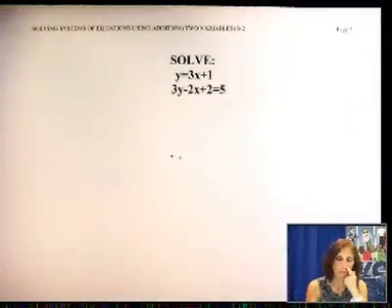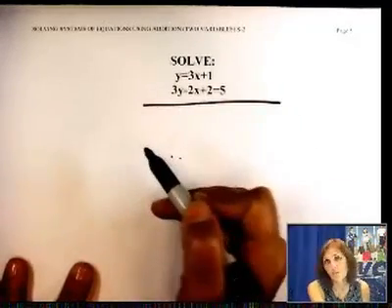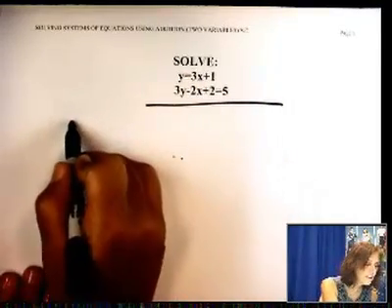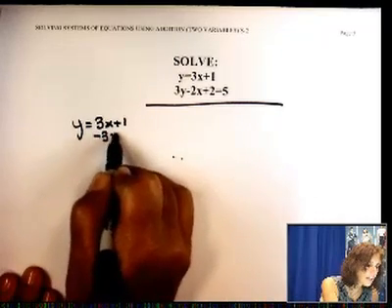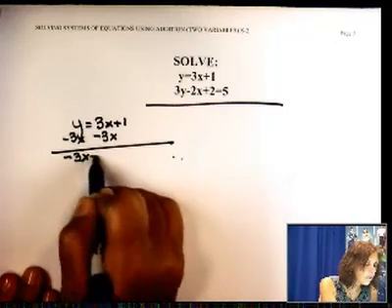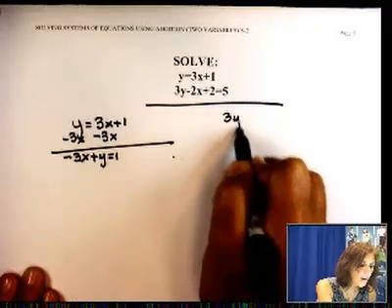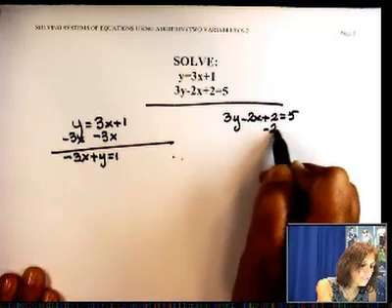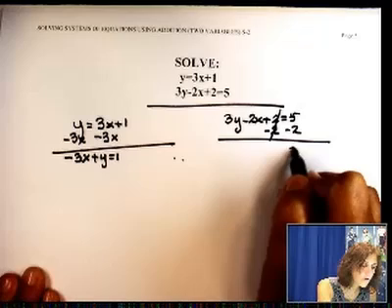So let's do an example where I have a genuine situation of one answer. So let's do the first one. I'll rewrite here so you can see the steps. y equals 3x plus 1. I'm going to subtract 3x from both sides. You have negative 3x plus y equals 1. That's the first equation. I'll do the other one. 3y minus 2x plus 2 equals 5. Let's subtract 2 from here. And these two will go, and this is going to be 3.